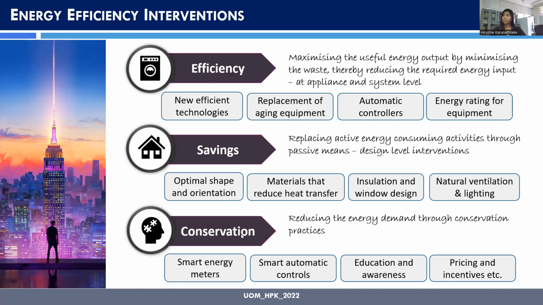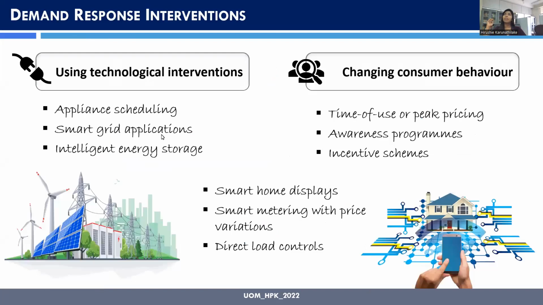And then conservation, using conservation practices to inform people about their energy use and to reduce unwanted energy use, using smart energy meters or automatic switches or automatic controls to turn on and off the appliances and lighting, and education and awareness, and using time of use pricing, discouraging energy use at certain times of the day, and so on. So these are all different types of energy efficiency interventions.